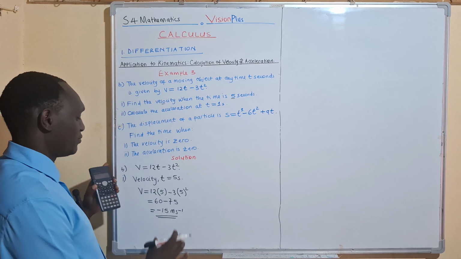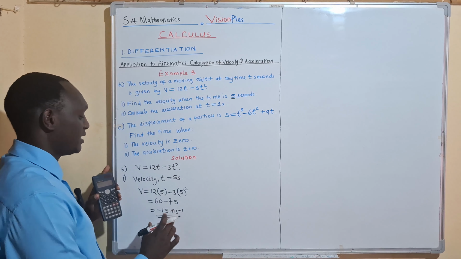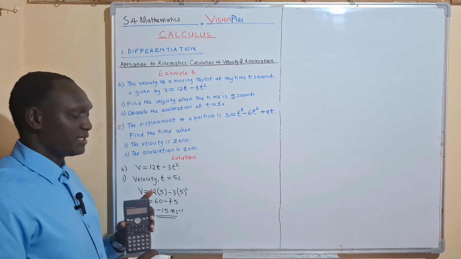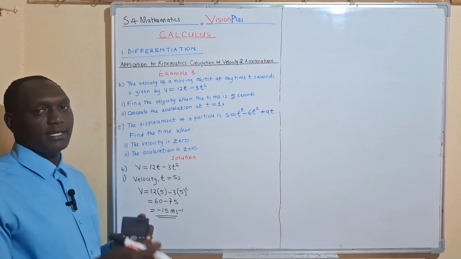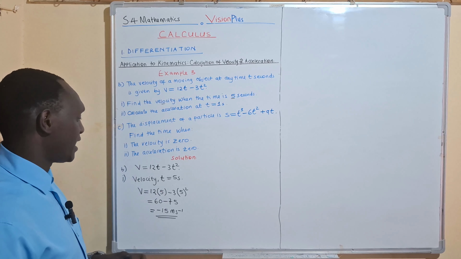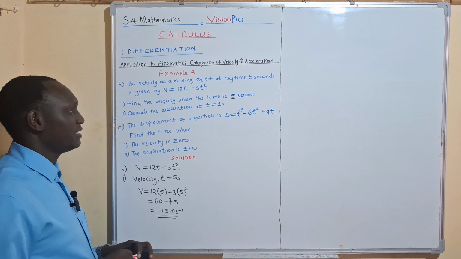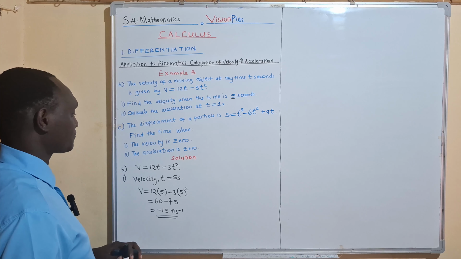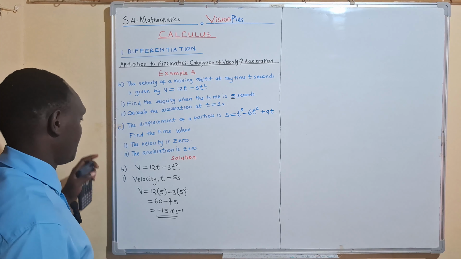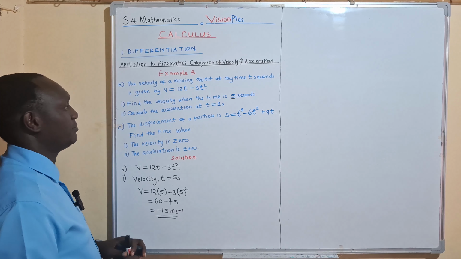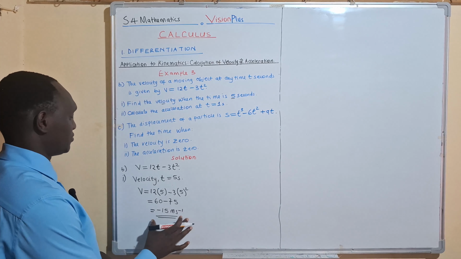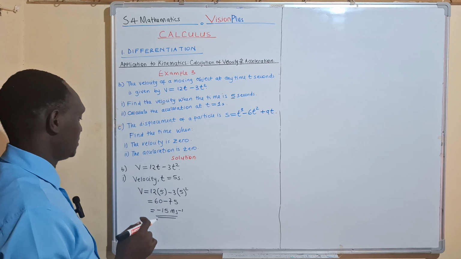So when you get velocity as negative, it is correct. It means that the particle is moving in the opposite direction to the initial direction that it was given. So that is the implication, and that is the solution to Roman 1. How simple is that.